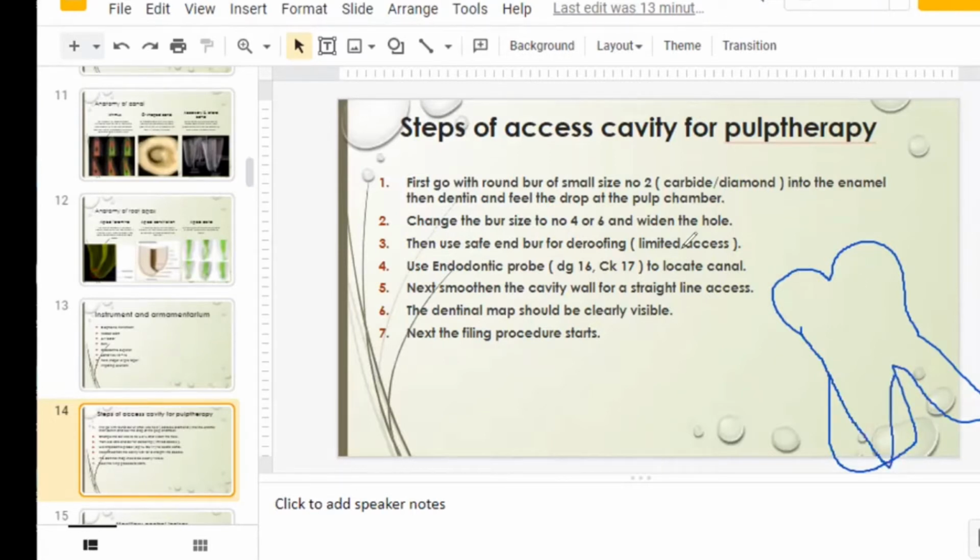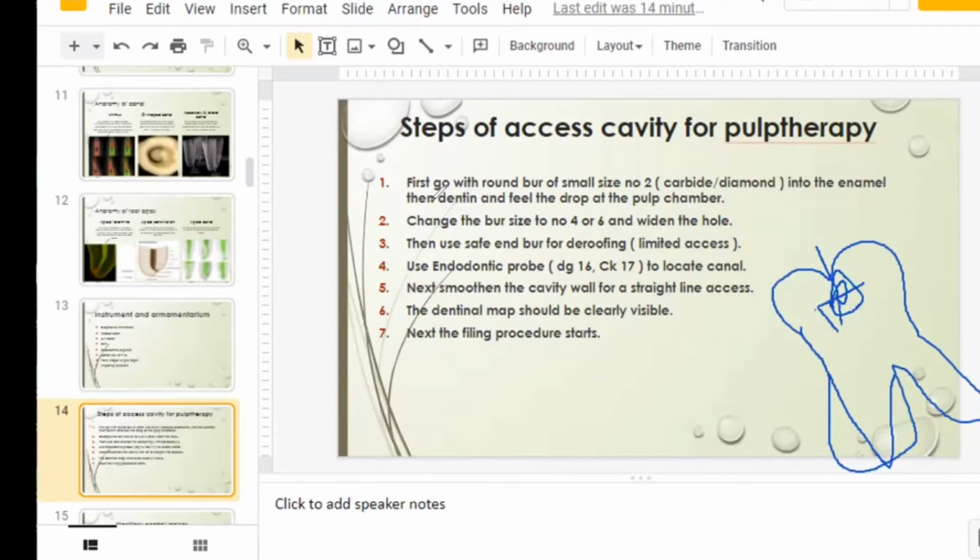So first, as I already said, this is the roof. Till you reach the roof, we should use a round burr. Once you have used a smaller round burr of size 2, then go with a bigger one. If the 2 has made this much hole, go with number 4 or 6. It will make a bigger hole, then your safe-end burr can enter. The safe-end burr does not have a cutting edge at the floor. It will cut at the walls and make it like this. This is called deroofing.